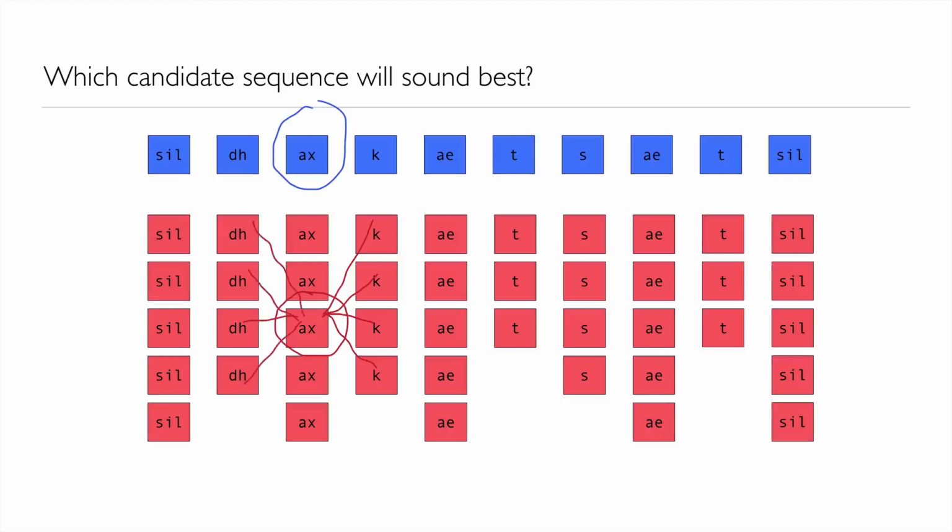And we can see now that the choice of candidate in this position potentially changes with the choice of candidate in the neighbouring positions. So in general then, we're going to have to measure the join cost, the potential quality of the concatenation between every possible pair of units.